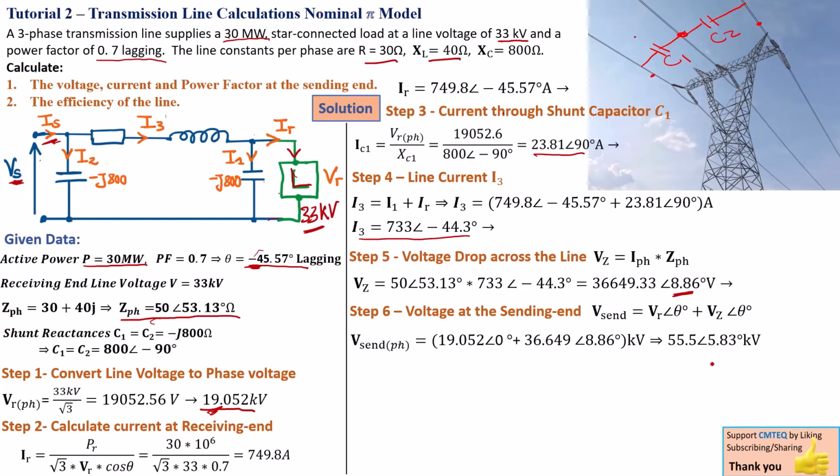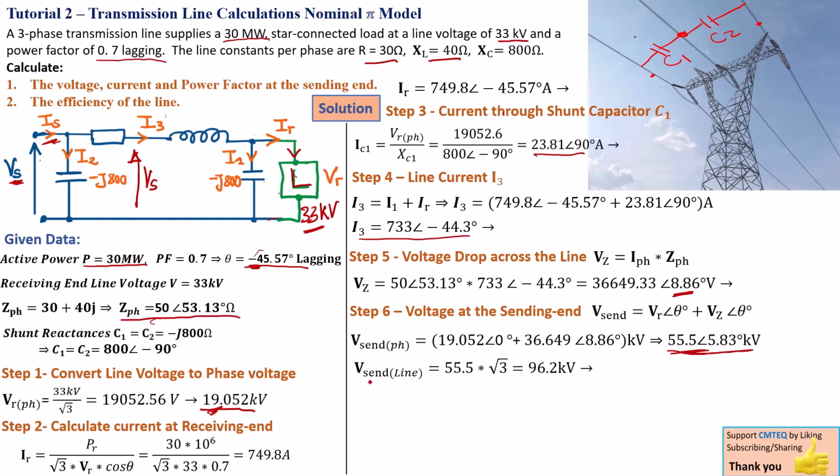That's given to us here, and that means the sending end voltage for this system is 55.5 with an angle of 5.83 degree kilovolt. Now this means we now know what is the voltage across the shunt capacitance at the sending end. It is exactly the voltage at the sending end. So we can now calculate I2 using that voltage. Remember, this is a per phase voltage at the sending end, it's not a line voltage.